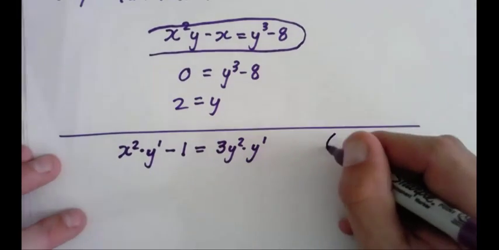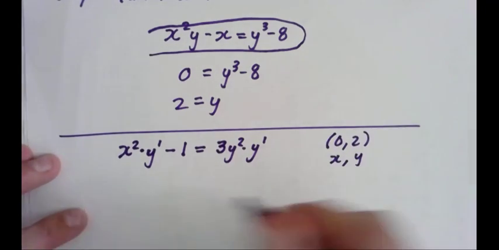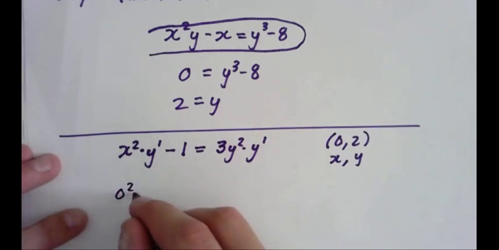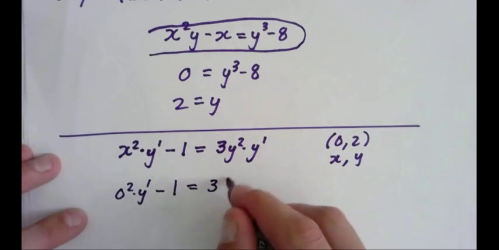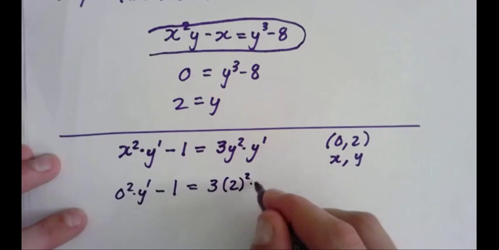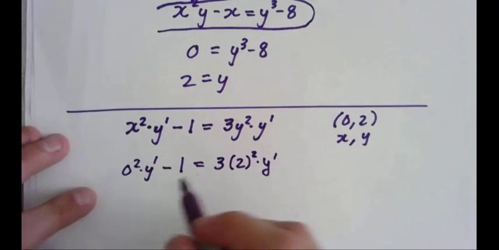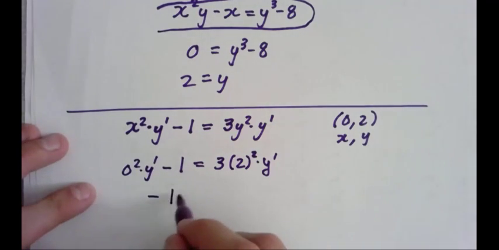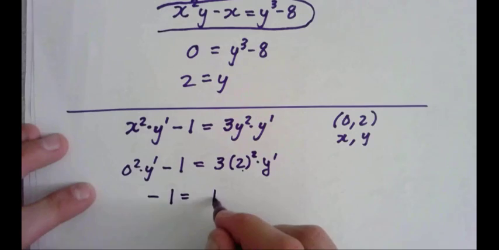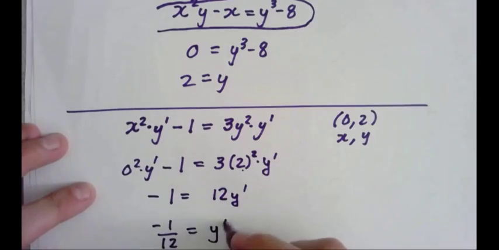I know my point is 0, 2, so that means x is 0, y is 2. So 0 squared times y prime, that's gone, minus 1 equals 3 times 2 squared times y prime. Don't solve for y prime here, just plug in what you know, because you just need the derivative value. This is gone, this is 0, so you have negative 1 equals 2 squared, which is 4, so you get 12y prime. That means negative 1/12 equals y prime.